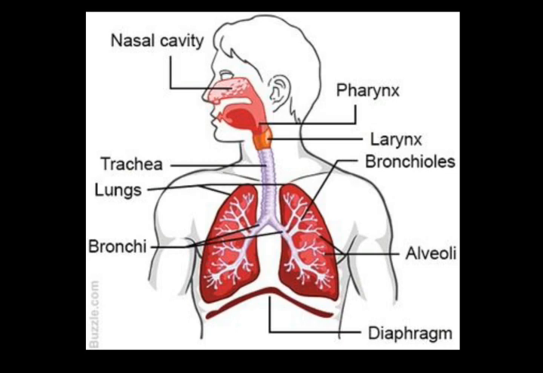So today our topic is the human respiratory system. In the last class we studied respiration, how food gets broken down into simpler forms. Today we will learn how the organs help in this respiration. How do we get oxygen, and what happens to the carbon dioxide that is produced during respiration?